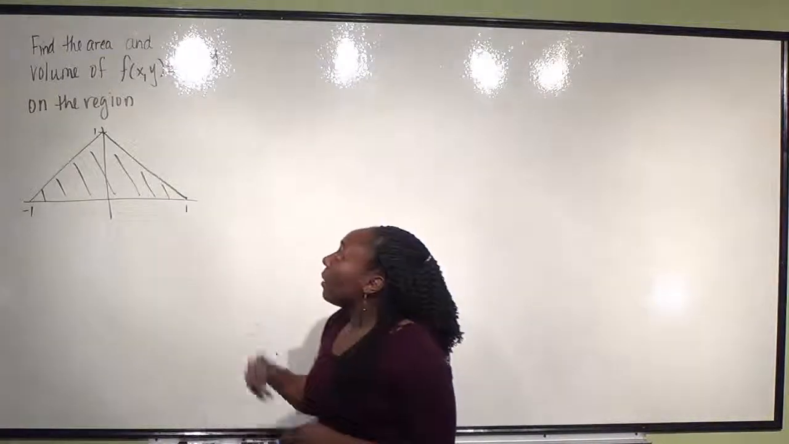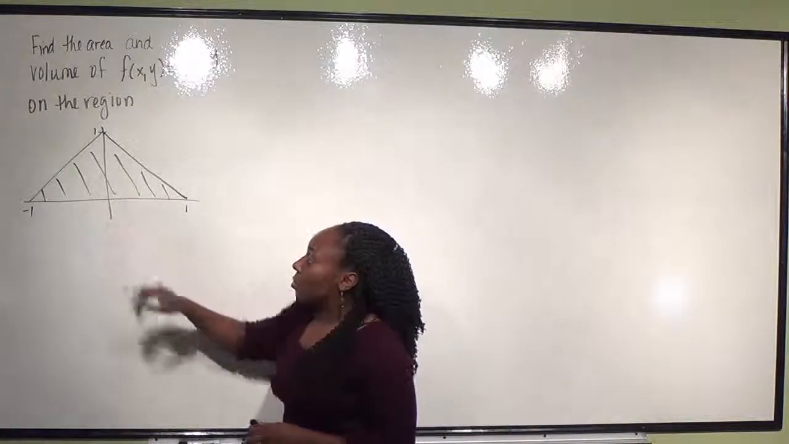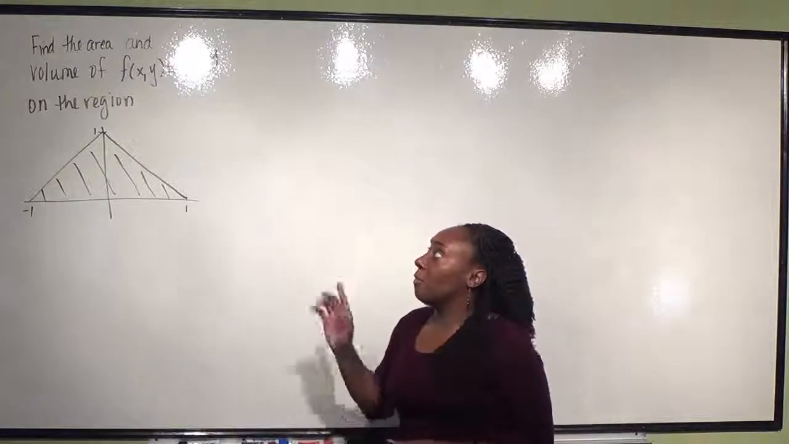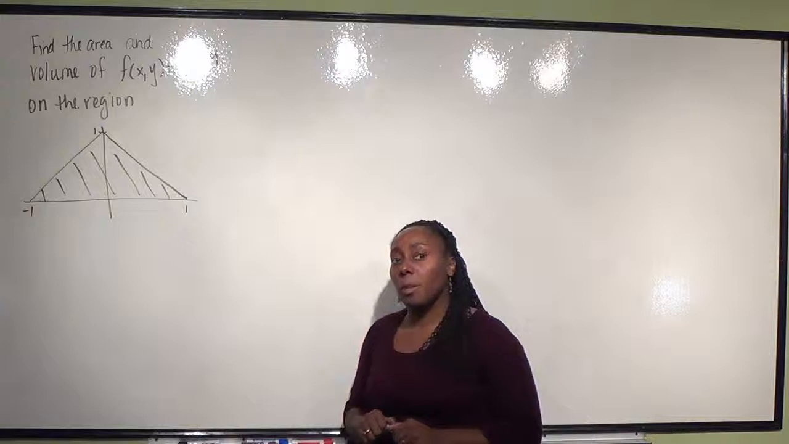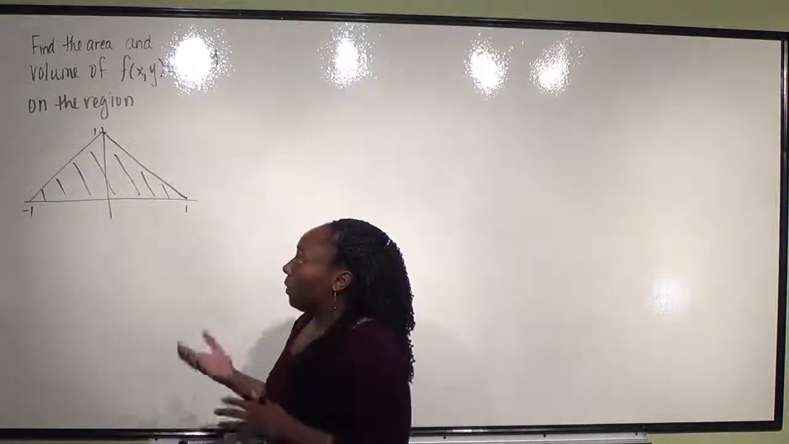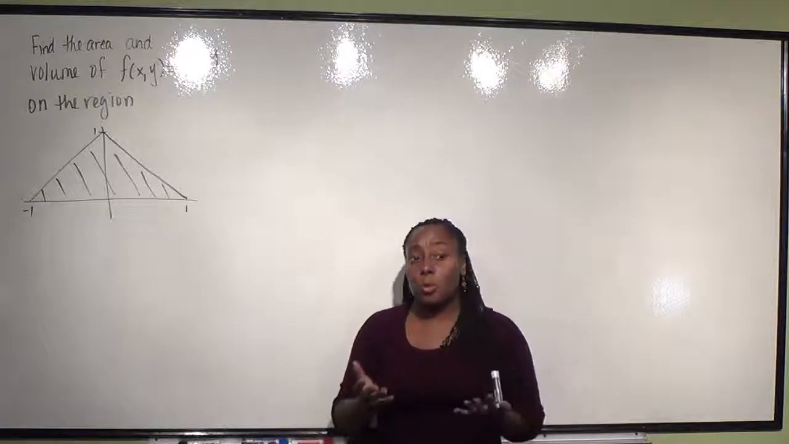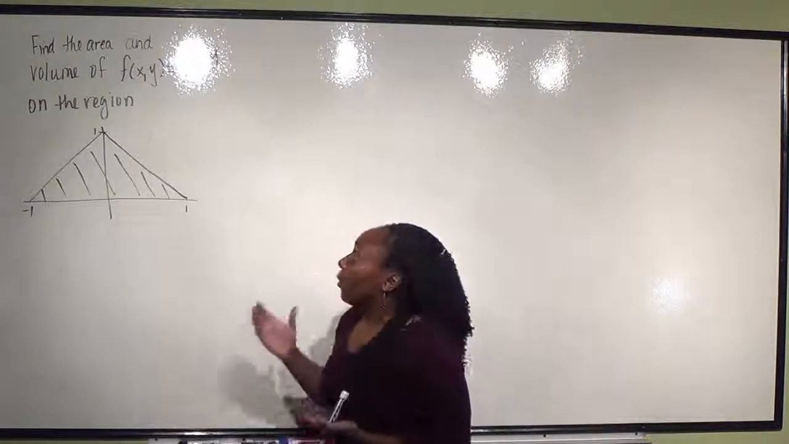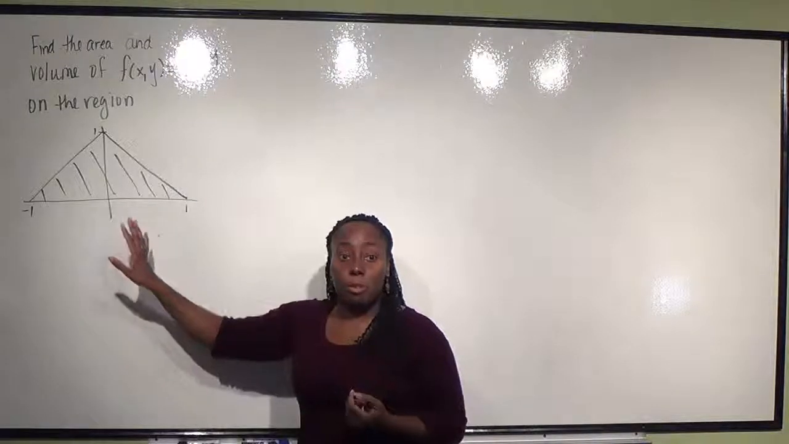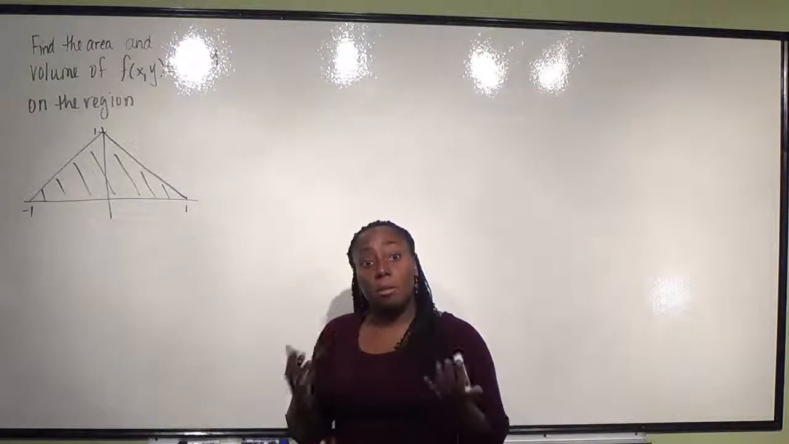Okay, so here we have a region described for us. And we want to find the area and the volume of f of x y equaling e to the x plus y over this particular region. Now, one thing to keep in mind, this is really two separate problems. For the area, remember we don't actually need the function, we just need the region. And then for the volume, we need both.